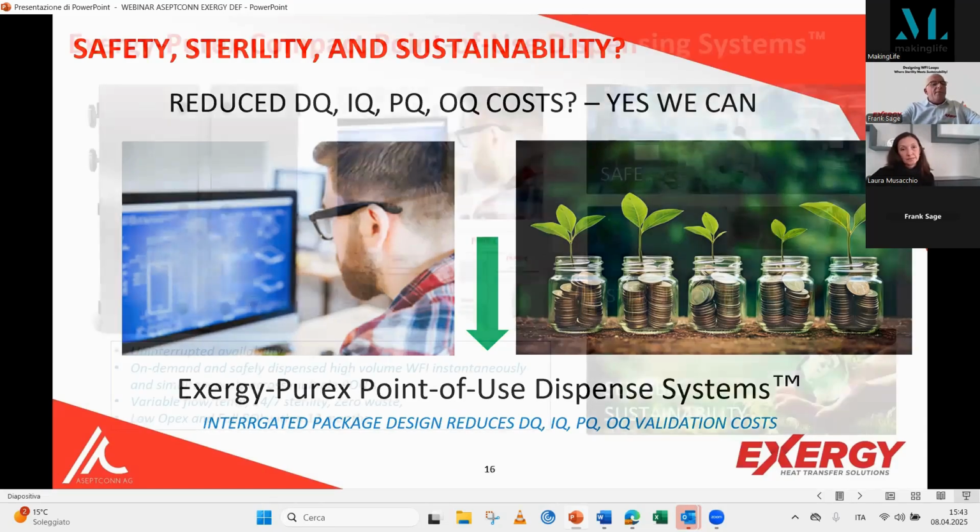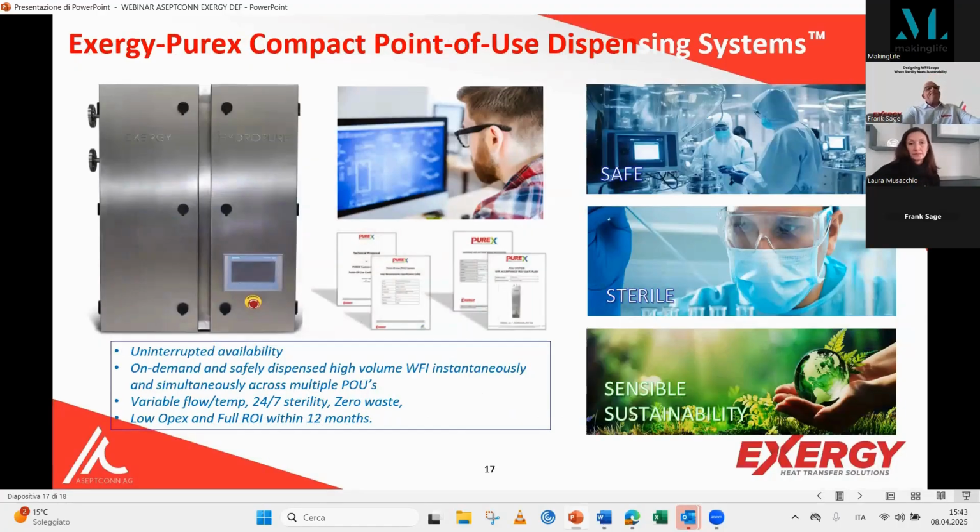So finally, to sum up, our solutions provide a safe, sterile and sensibly sustainable solution to the challenge of how to distribute and dispense the most critical utility in pharmaceutical manufacturing. Our goal with our customers, in all of our design discussions, is to achieve uninterrupted availability of WFI, on demand and safely dispensed, high volume WFI.